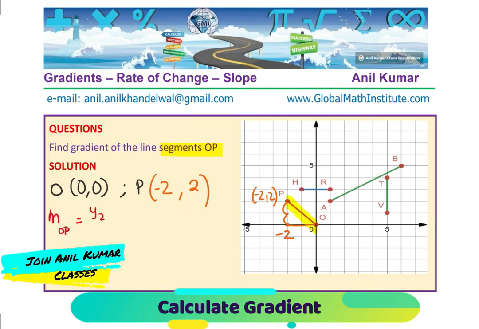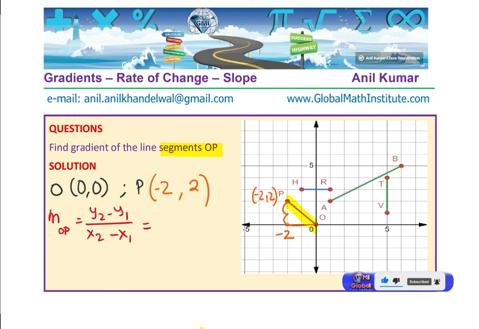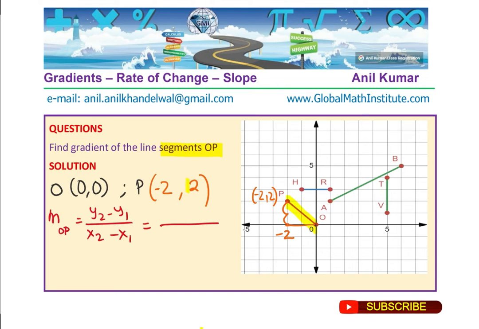So the formula is y2 minus y1 over x2 minus x1. Correct? Now O to P, that means P is your endpoint. So first we'll write P values. Is that correct? And first we will write what? Y values on the top. Y values means difference of these two, correct? So we'll write here 2 minus 0. And then we are going to write in the denominator the difference of these two. Which means what? Which means minus 2 minus 0.